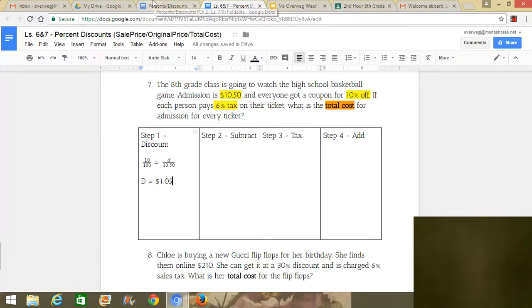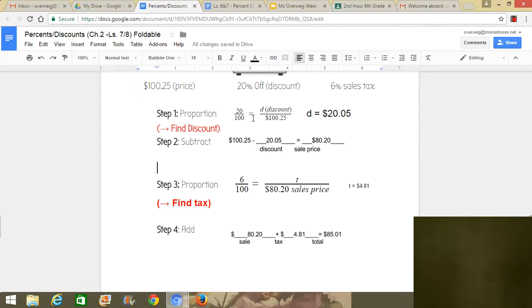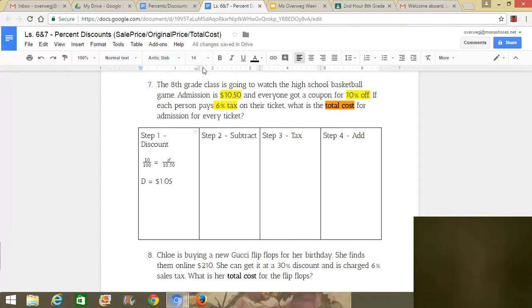So if we go back and double check step 2, okay, it looks like we did it right. Step 2 is taking the cost, our item price, subtracting the discount. So let's look at step 2. The cost of our item was $10.50. We need to subtract our discount, which was $1.05. To show that, I'm just going to add a little d behind that to remember that that was the discount. And now, go ahead and do that on your calculator.